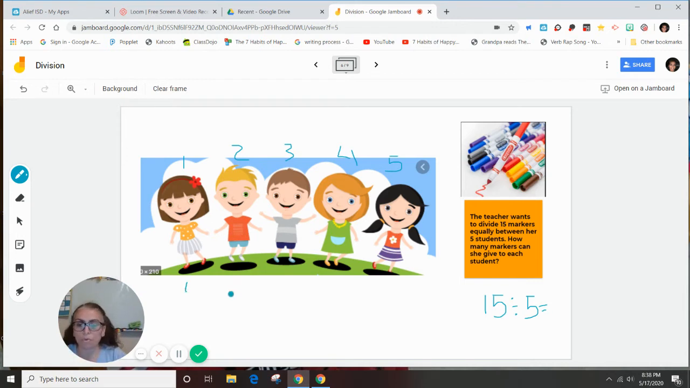So I'm going to do 1, 2, 3, 4, 5, 6, 7, 8, 9, 10, 11, 12, 13, 14, 15. Oh, that's it. I needed to pass 15 markers. I have 3 on this group, 3 on this student. Okay, so each student is going to get 3 markers. And what I did was just split them equally between the students.